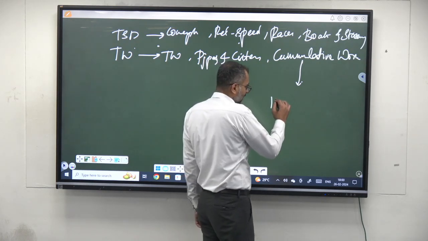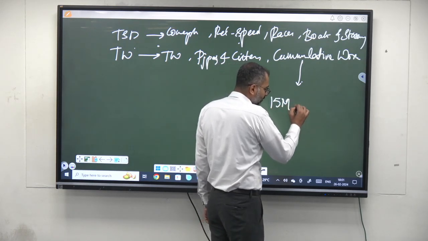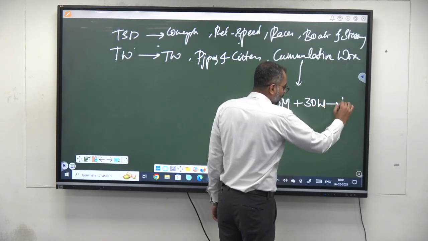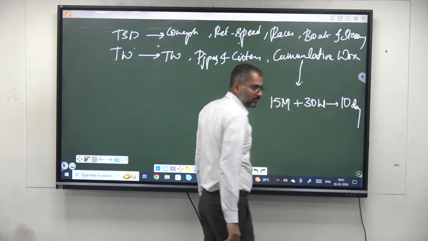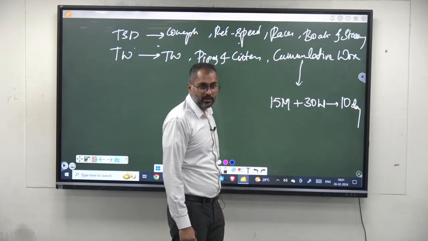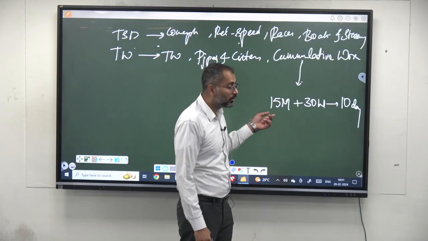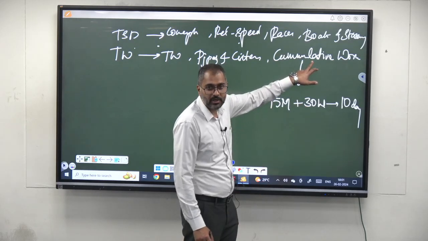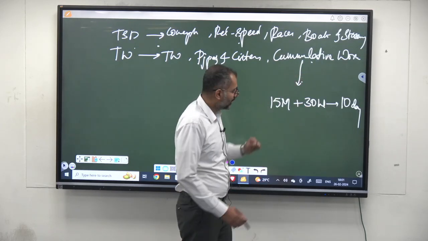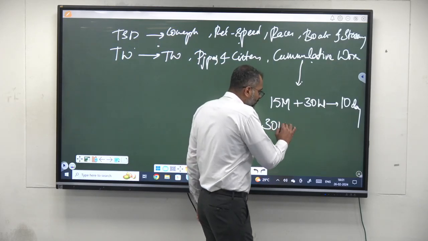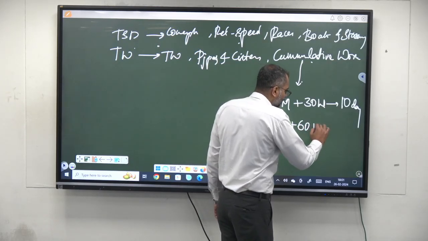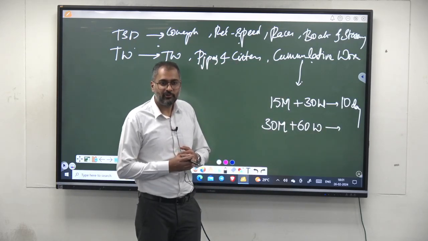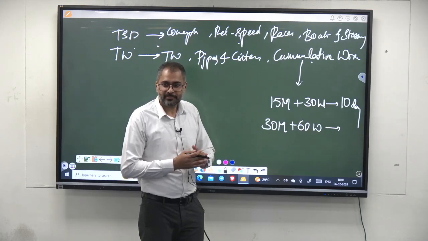See, I'll give a glimpse. 15 men along with 30 women can complete the whole work in 10 days. They are not working together, not working alone. They are working in a bunch here, as a group. That's what is called cumulative work. Collectively they are working. Then 30 men and 60 women can complete the whole work in what time? 5 days, or 20 days?